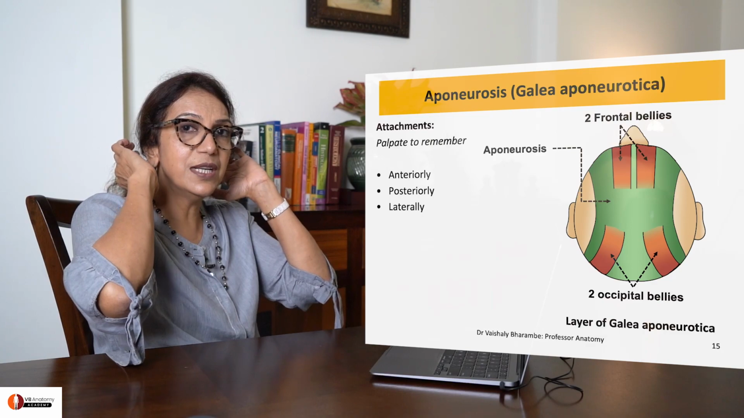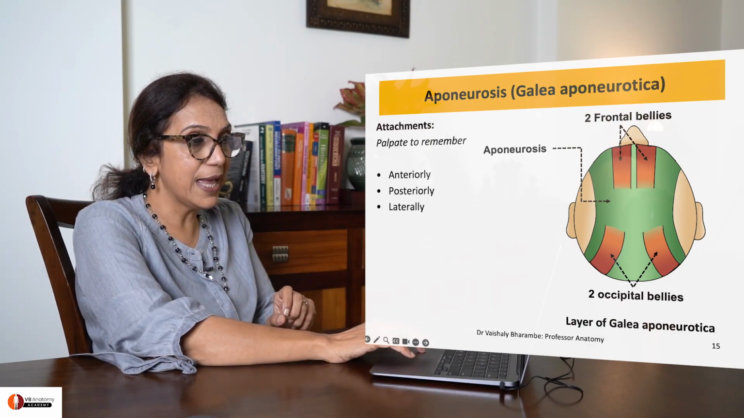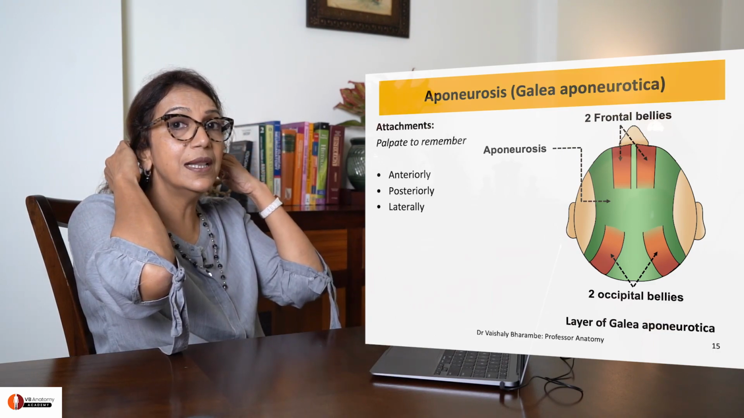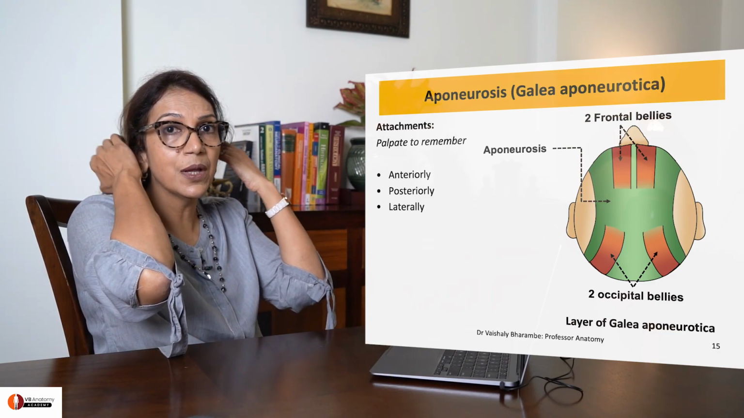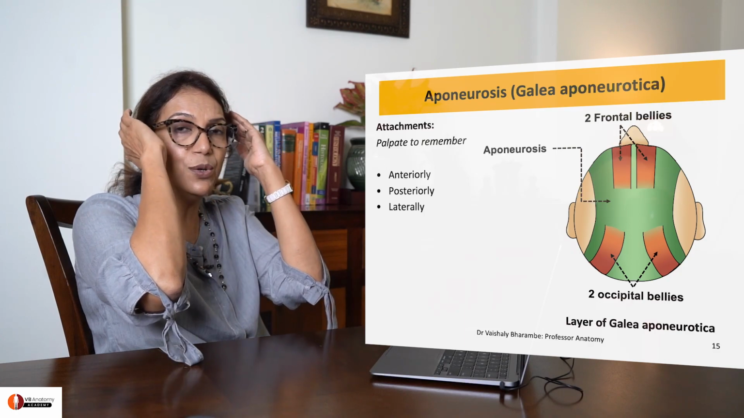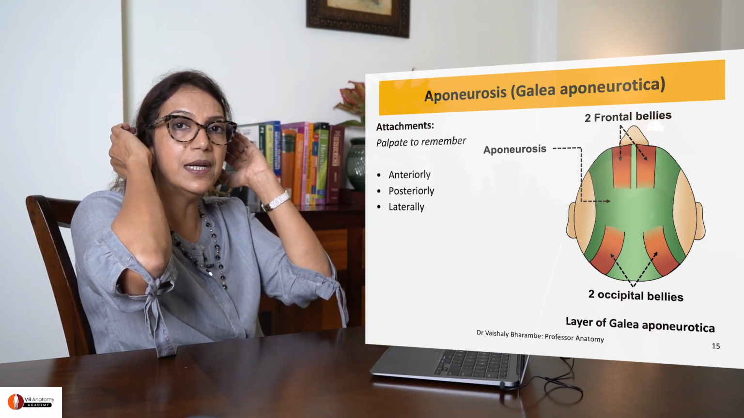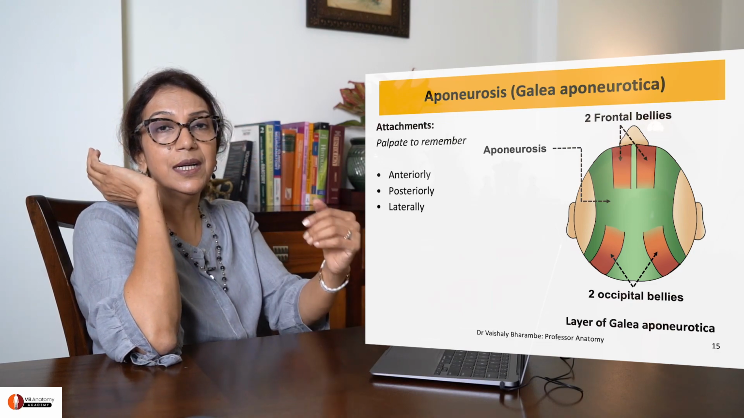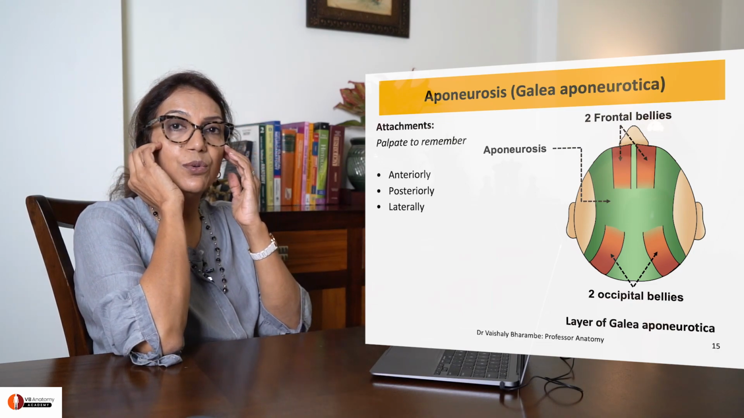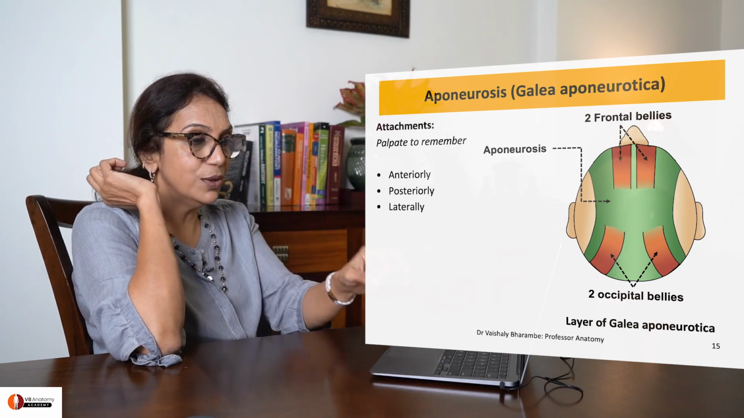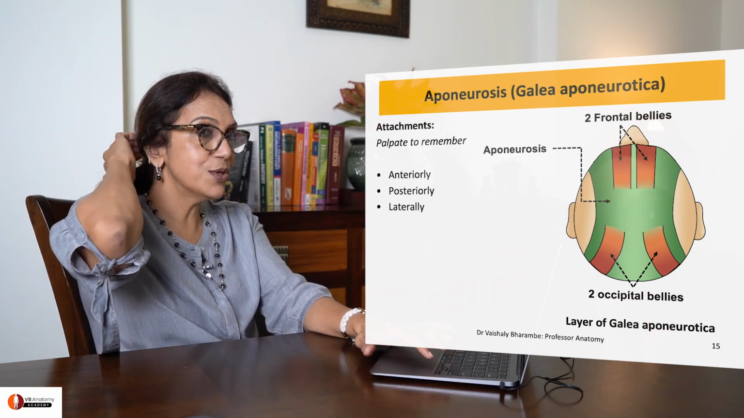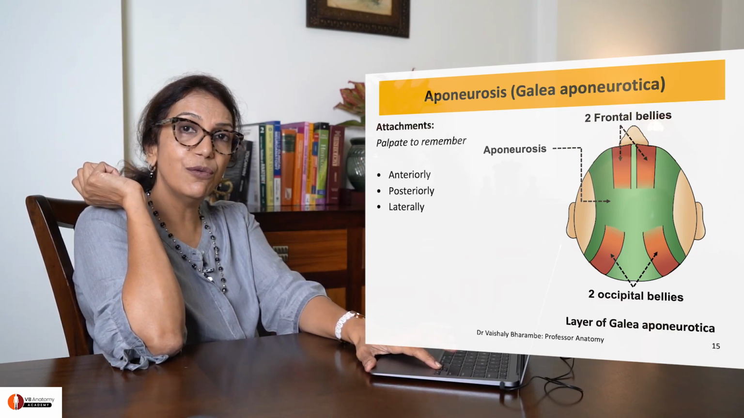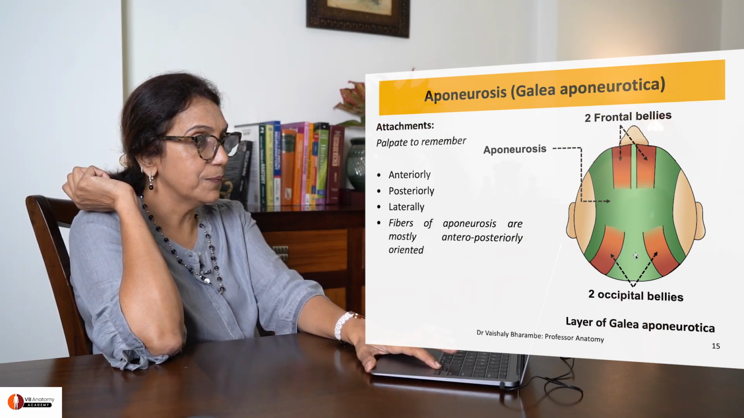Similarly, it goes posteriorly and extends in this wide gap between the two occipital bellies, extending down till the highest nuchal line. On the side, it begins to cover your skull, reaching the superior temporal line, then crossing superficial to the temporal fascia and getting attached to the zygomatic arch. So these are the anterior, posterior and lateral attachments of your Galea Aponeurotica.